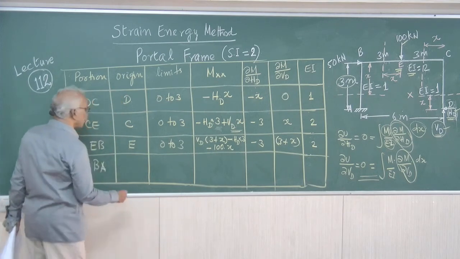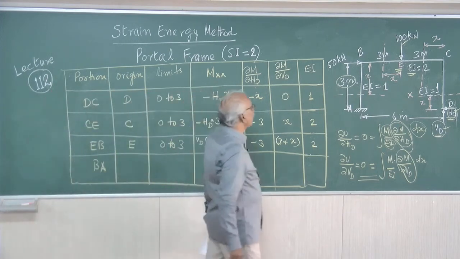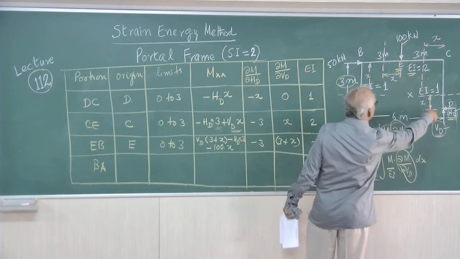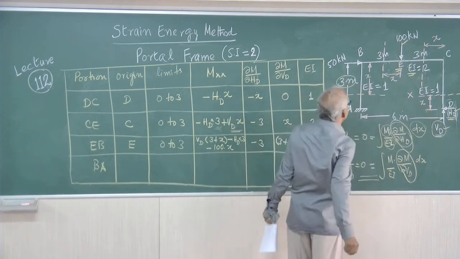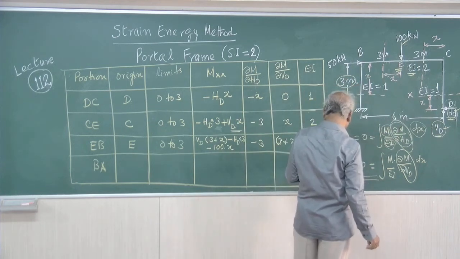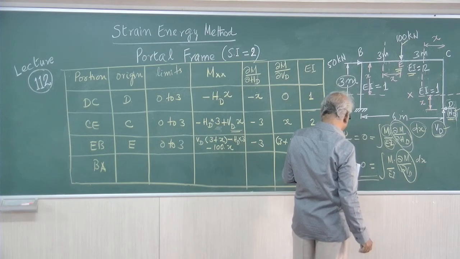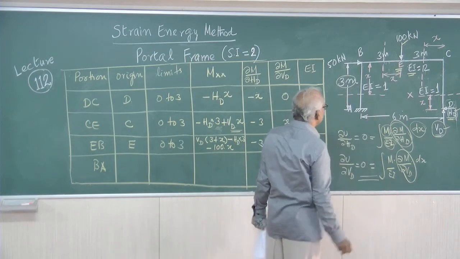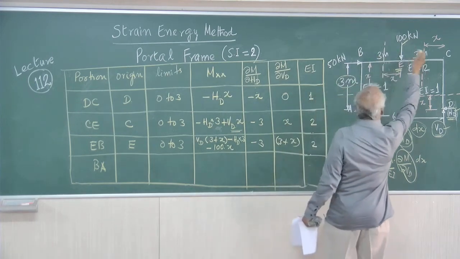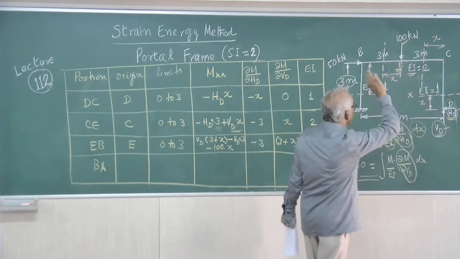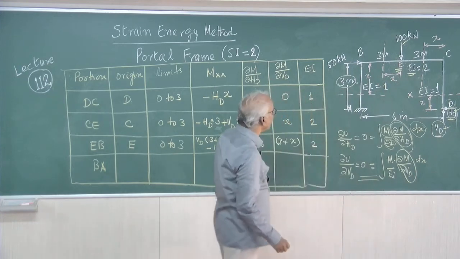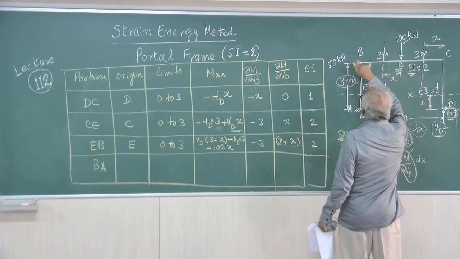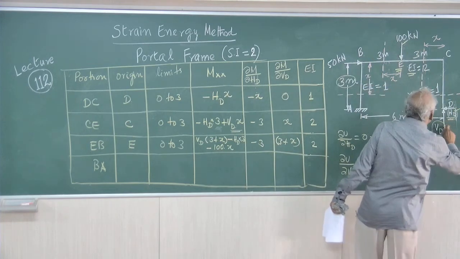Right. Now, coming to the portion BA, either you can take all forces to the right or you can consider the forces to the left. That also can be done. Let us take only the forces to the right as usual. We will consider only forces to the right of the section. Right. Now, there are 4 forces. To the right of the section, you have 1, 2, 3 and 4 forces.